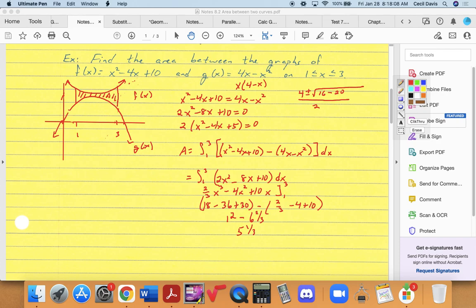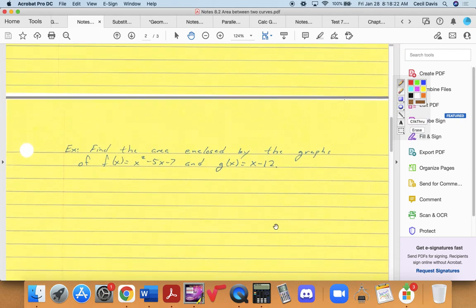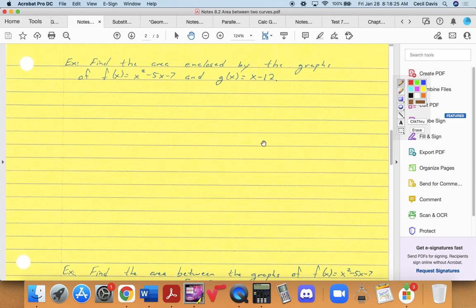So sometimes they don't intersect one another, which was the whole point of doing all of this. And when they don't, we just take the higher one minus the lower one on the interval. But that's not always the case. So let's find the area enclosed by the graphs of x squared minus 5x minus 7 and g of x equals x minus 12. Now that's a line and a parabola. Seems more likely that they would intersect. Maybe they don't. Let's find out.